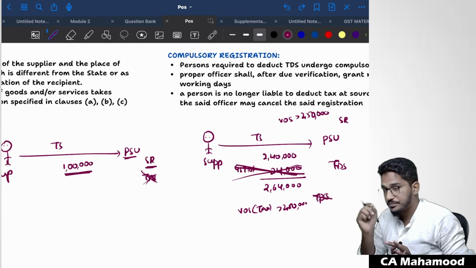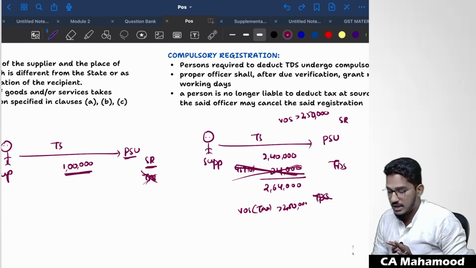Sorry guys, I made a mistake. TDS will not become applicable. GST will be there, but TDS will not be deducted.